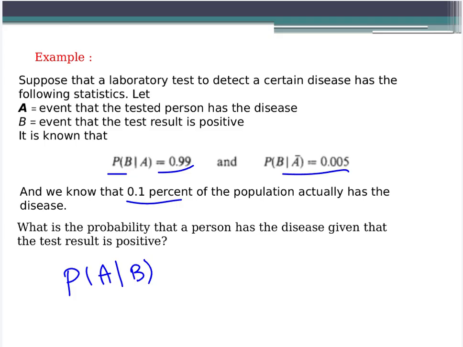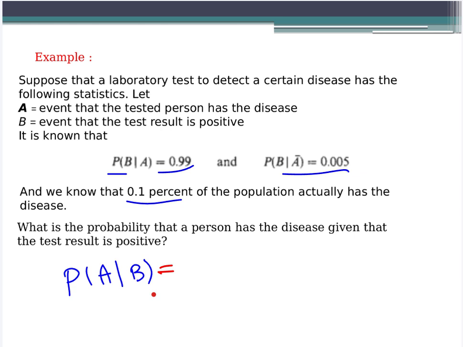Okay, let's continue this example. As I said, in this example, we want to compute the probability that a person has the disease given that the test result is positive. It means that we want to compute the probability of A given B. Any question? Please pay attention that in this example, we have the probability of B given A, and we want the probability of A given B. In such a situation, as I said in the previous session, we should think of Bayes' theorem, and we should use Bayes' theorem.